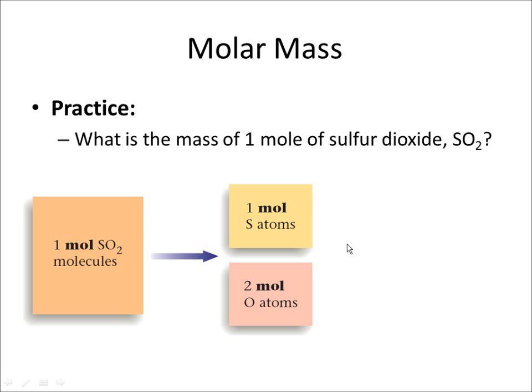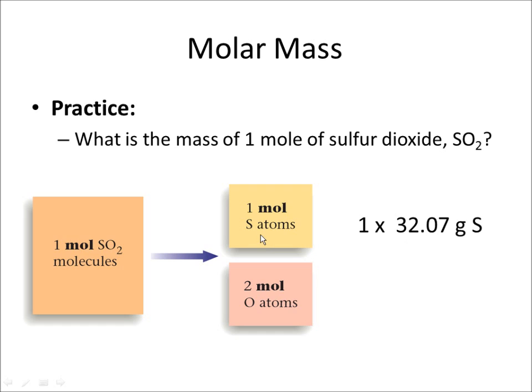All right, what is the mass of 1 mole of sulfur dioxide? I will look up on the periodic table the atomic mass of sulfur, and I'll add that to 2 times the atomic mass of oxygen. Because there's 1 sulfur in there, and there's 2 oxygens in there. And that'll give me the molecular mass. That's all you have to do.